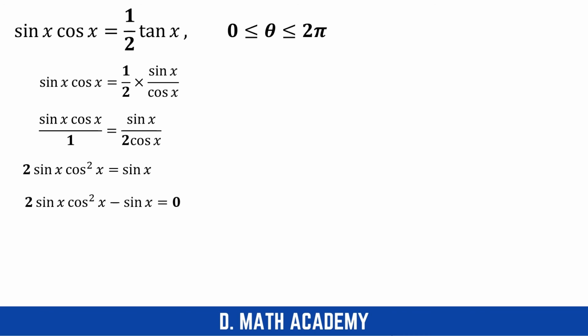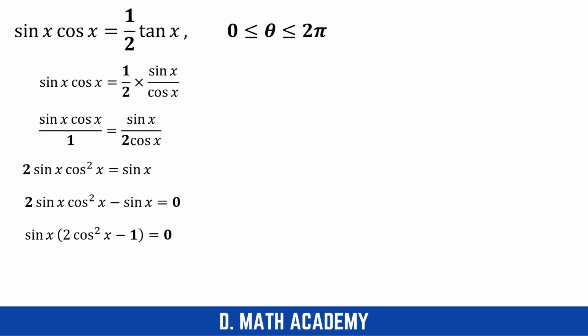Bring your sine x over, and extract the common variables. So this 2 sine x cosine square x has one thing in common with the other term, which is our sine x. After extracting it out, you have sine x bracket 2 cosine square x minus 1 equals to 0. So with this, you know your sine x equals to 0 or your cosine square x equals to 1 over 2.